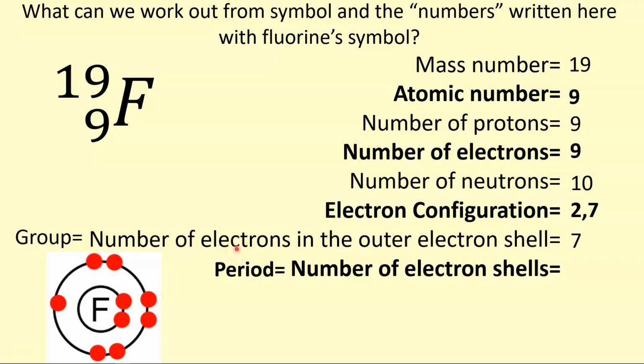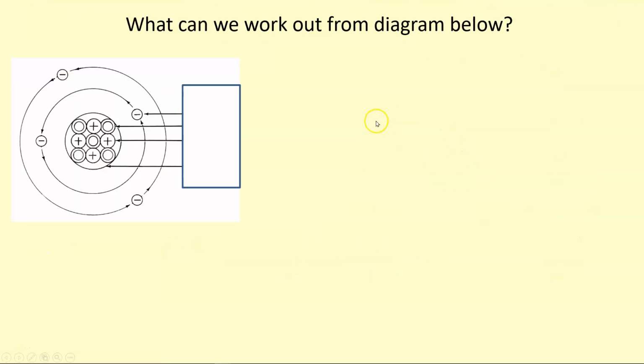The second thing is what period is it in the periodic table. And if we look at the number of shells, we've got the first shell with 2 electrons in, second shell with 7 electrons in, so it has 2 different shells, so it will be in period 2 of the periodic table. So here we have a diagram of an atom. What can we work out from a diagram?